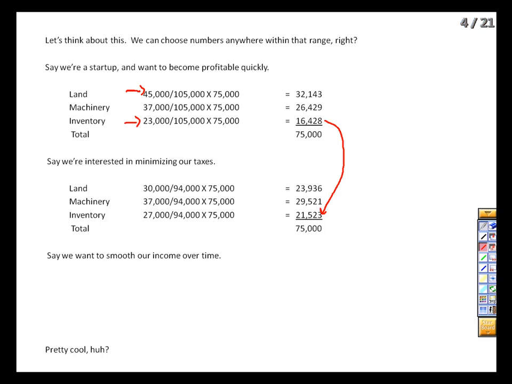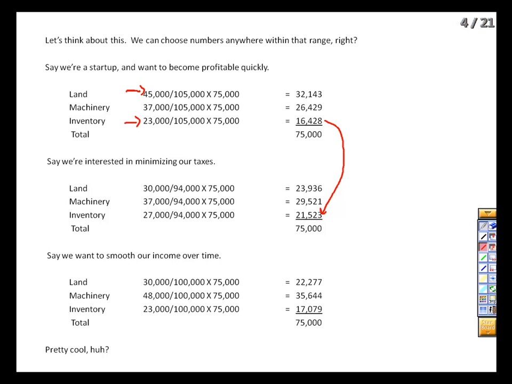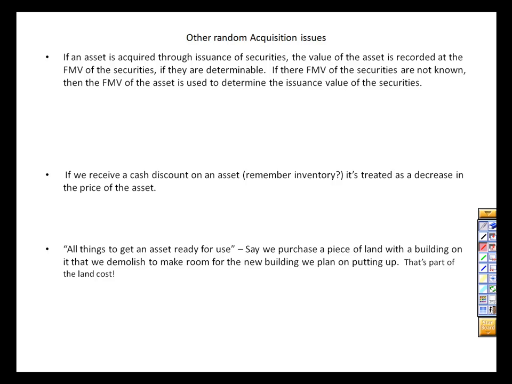Use the tools available. If we're looking to smooth income over time, we'd probably want relatively less here in inventory and relatively more up here in machinery and land. We could do a min-max calculation to tell us the exact amounts, but the process is the same. Use proportionate market values to allocate the out-of-pocket cost of $75,000 between the assets. The point is to recognize that we have a specific goal in mind and that we should use the tools available to us to meet those goals, rather than just picking numbers willy-nilly. Pretty cool, huh? So that's our big asset acquisition issue.